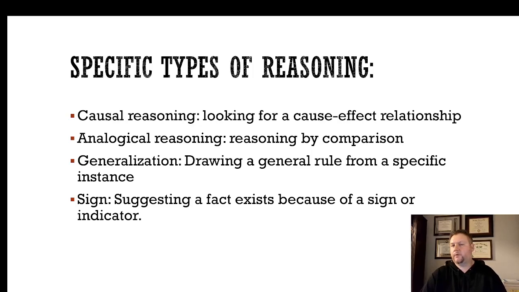So you have causal reasoning. So this is again when you're looking at cause and effect relationships. You have reasoning by analogy, generalizations, and what's called sign reasoning. So causal reasoning, again, cause and effect relationships. What you have to be careful of there is you have to make sure that, first of all, there's a true causal relationship going on. So sometimes things are correlated, but they're not causing each other.